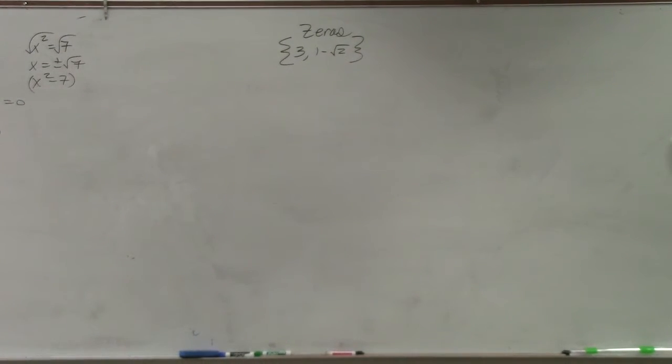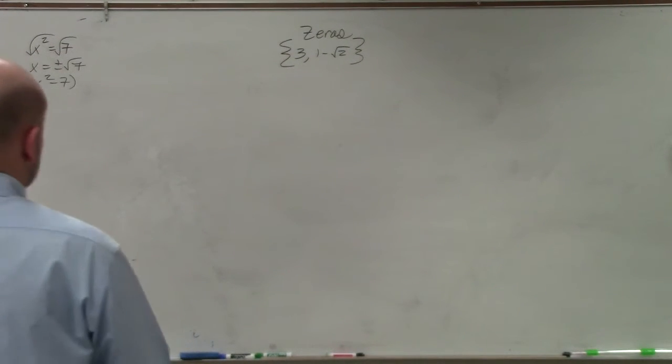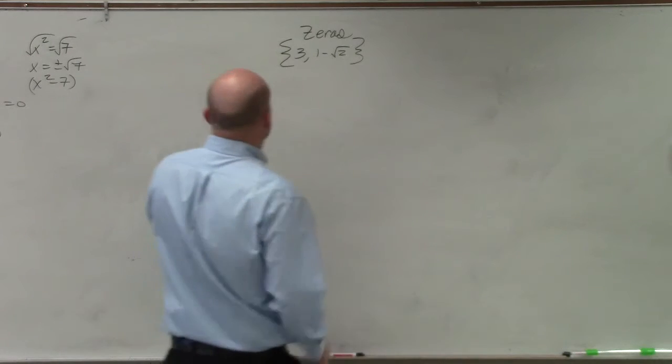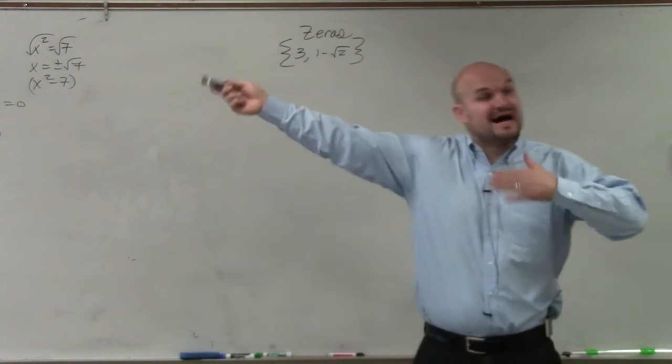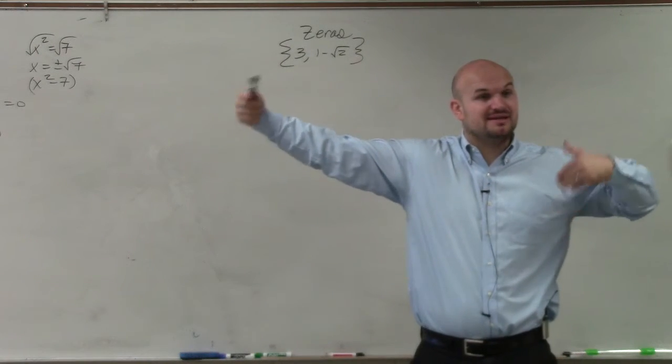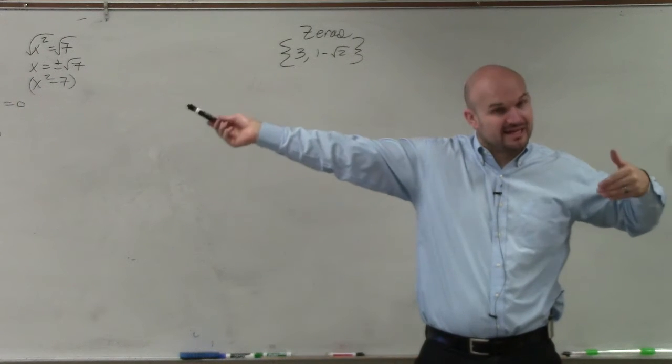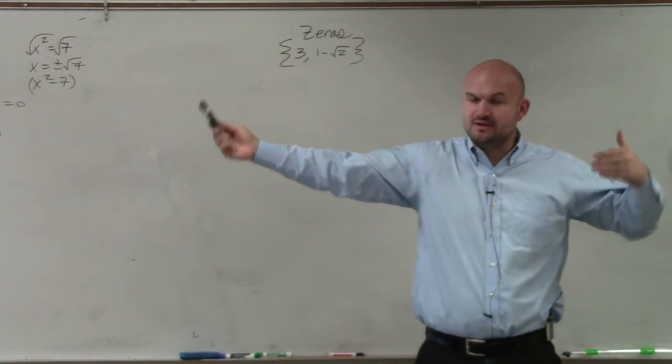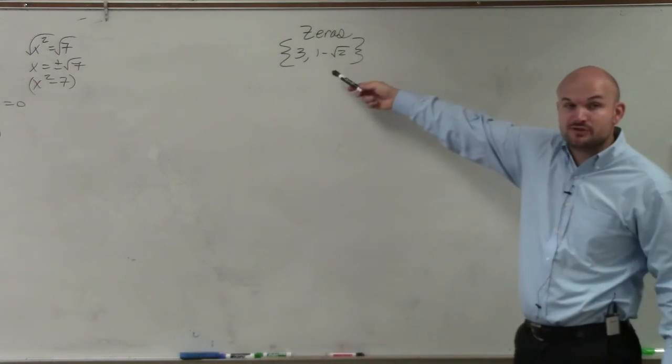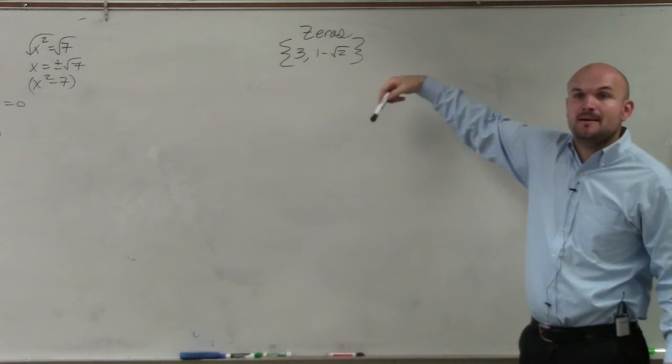So, last example. Again, what I talked about: whenever you see this positive square root of 7, you have to see the negative of the square root of 7. So if you see the negative square root of 2, that means you now need to see the positive.